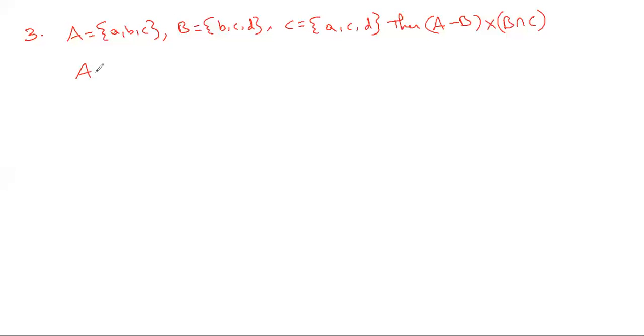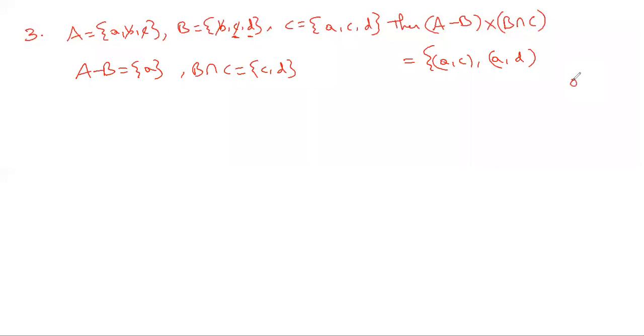Option. Just A minus B is what? The common element should be cancelled and just A remains. So A minus B cross B intersection C. B intersection C is what? The common elements C and D. See how simple it is. Therefore, this cross is AC and AD. AC and AD are there in the second option. And this question is given in CET 2006.